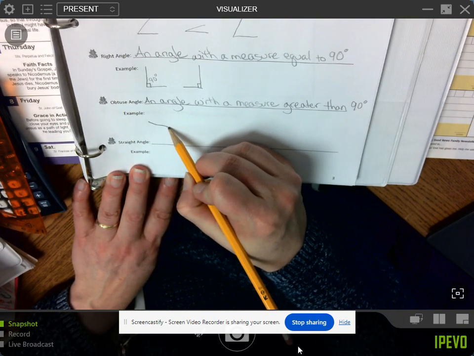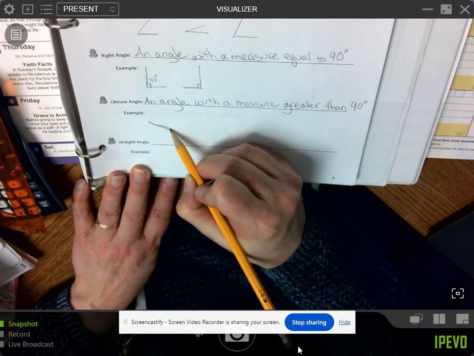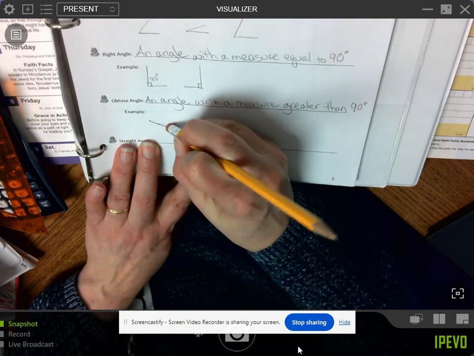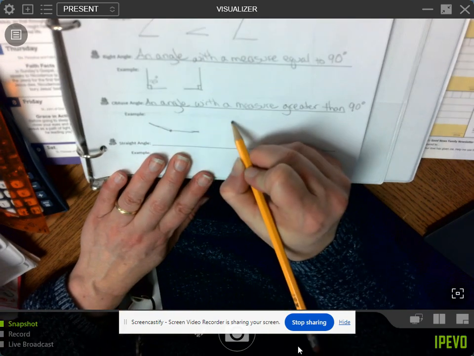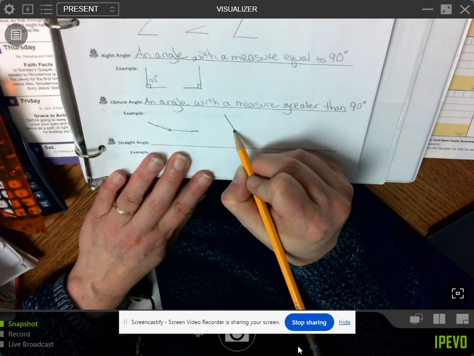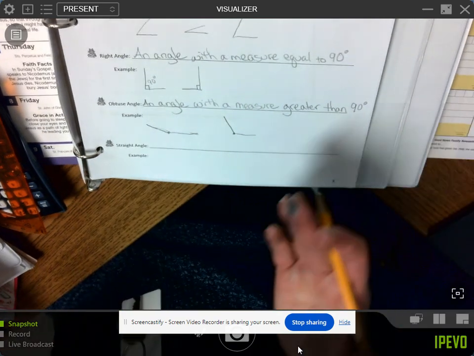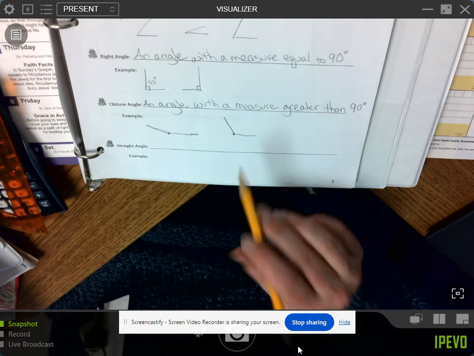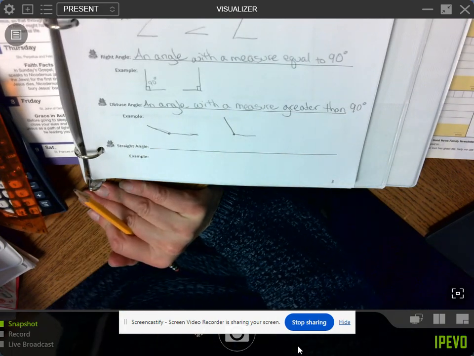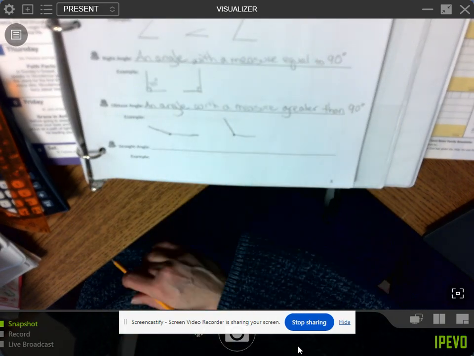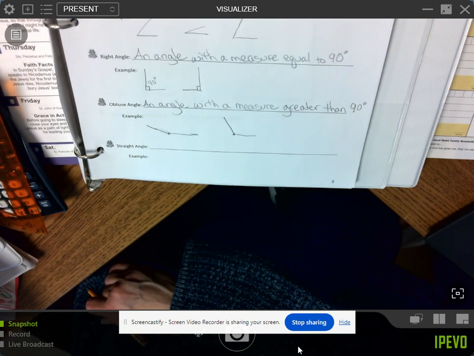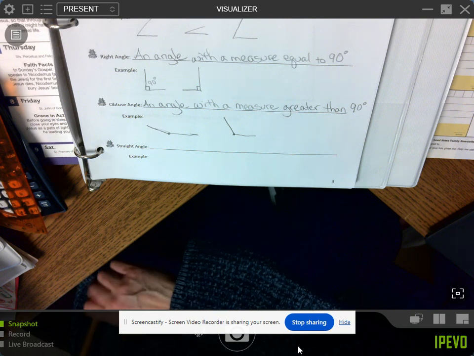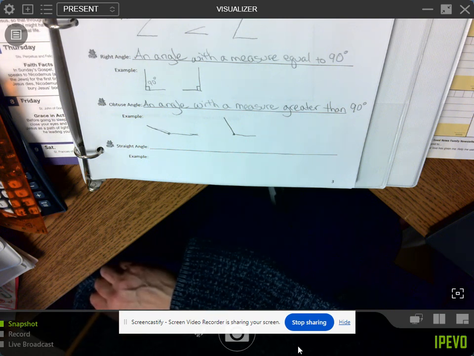So an example of that, it could look like this. Try to make your line as straight as you can. It could look like this. It could be facing either direction. It's still obtuse because they are bigger than 90 degrees. They are bigger than that right angle. So as long as it's bigger than the right angle, it is an obtuse angle. So its measurement could be 175. It could be 92 degrees. As long as it's bigger than 90 degrees, it is obtuse. Layla?